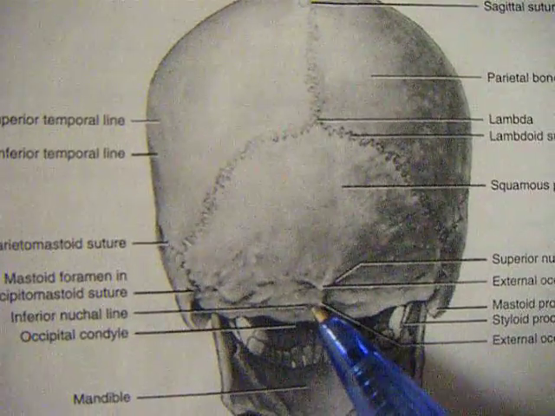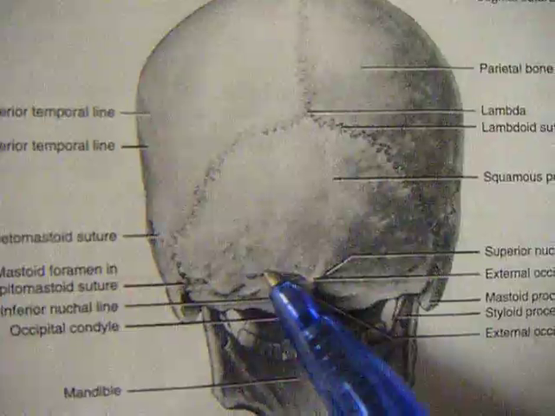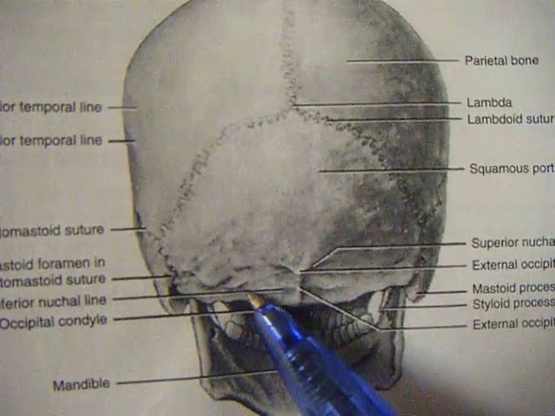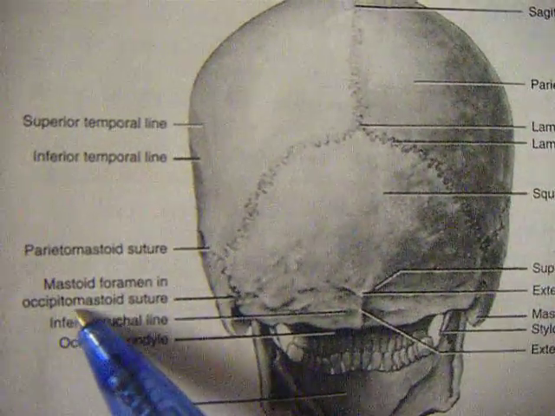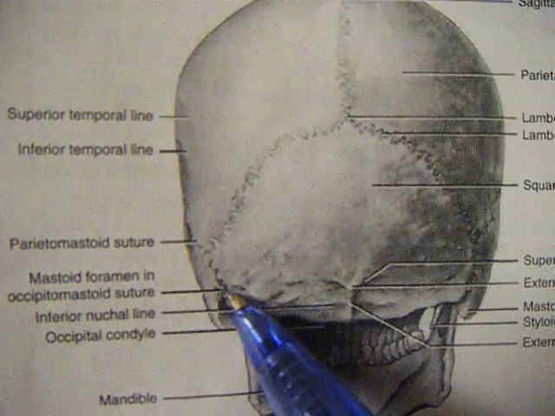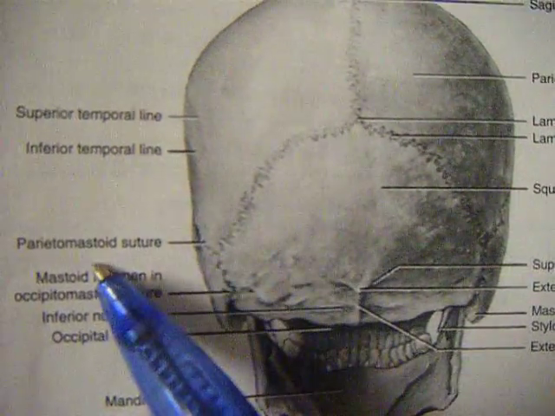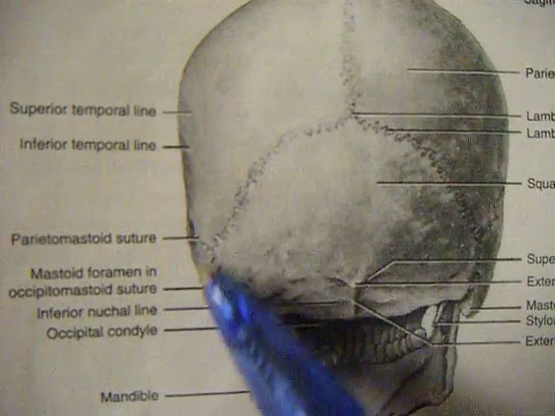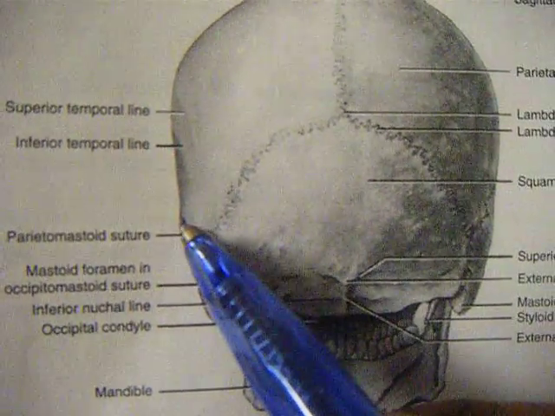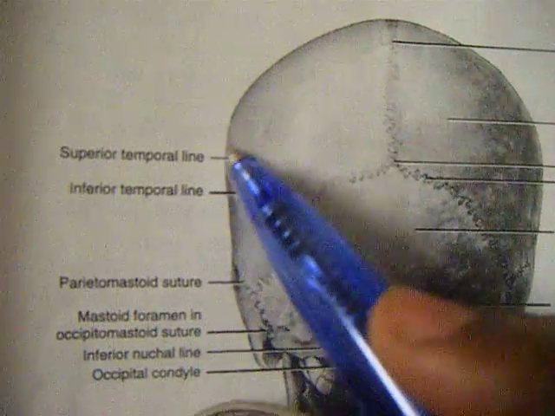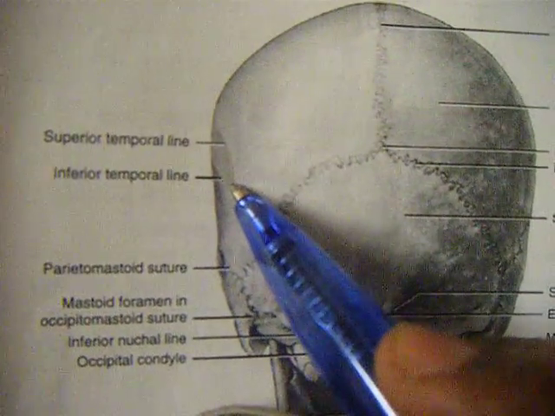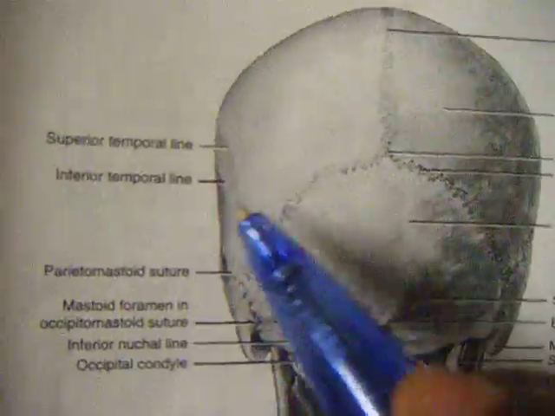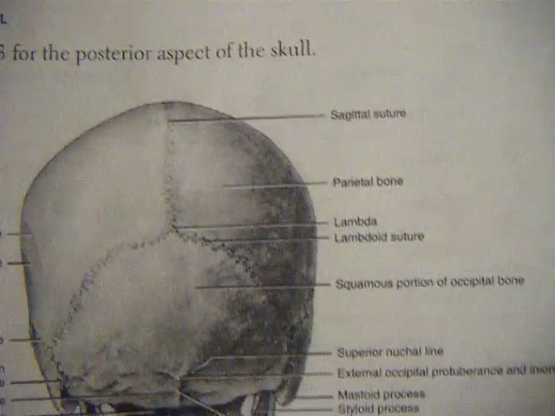Then this is the inferior nuchal line. You have the superior nuchal line here and the inferior nuchal line here. Then this is the mastoid foramen in the occipitomastoid suture. This is the parietomastoid suture, that is between the parietal bone and the mastoid bone. This is the superior temporal line. This is the inferior temporal line. So that is it.